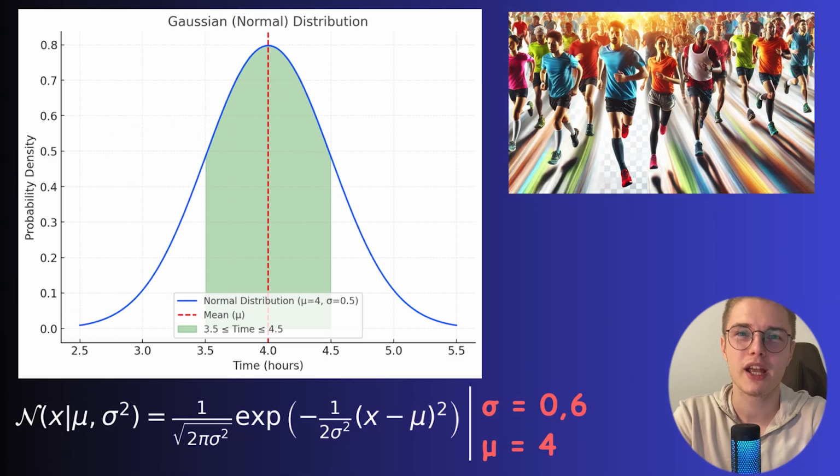The chart illustrates the Gaussian distribution applied to a continuous random variable, specifically the time in hours the runner takes to finish a marathon. The formula of the Gaussian distribution is depicted below. This example effectively demonstrates how the normal distribution models continuous random variables, with an example grounded in a real-world context.